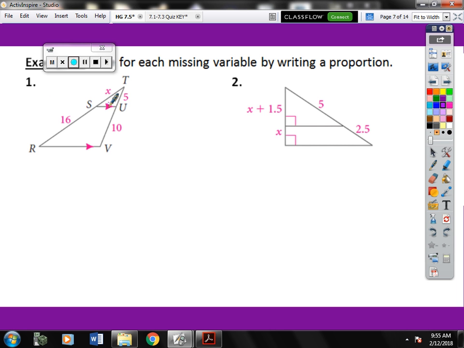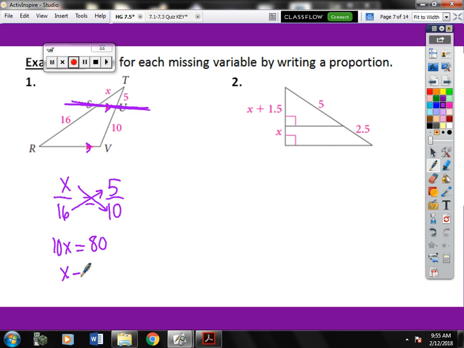in example 1, we do have that they're parallel, so we can use the side splitter theorem. Again, if you extend the side past where the triangle ends, it'll write the proportion for you. x over 16 equals 5 over 10. And then you can cross multiply, or you could probably figure out what it is going to be, but we will cross multiply here and get 10x equals 80. Divide by 10, and we'll get x equals 8.